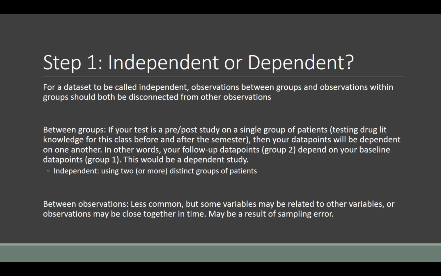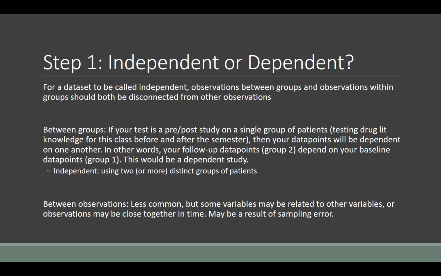So what we're going to focus on is independence between groups. So if, say, you're doing a pre-post study on a single group of patients, an example of this would be if I made up a test in which I test your drug literature knowledge before the semester began, and then I give you a test at the end of the semester, and I look to see the difference between those two data points. Your data points in this case are dependent on one another. They're drawn from the same individual participant, so that your follow-up data points, which is one of your group results, depends on your baseline data points, which is your other group of results. That's what is meant by a dependent study. The variables in that case are dependent.